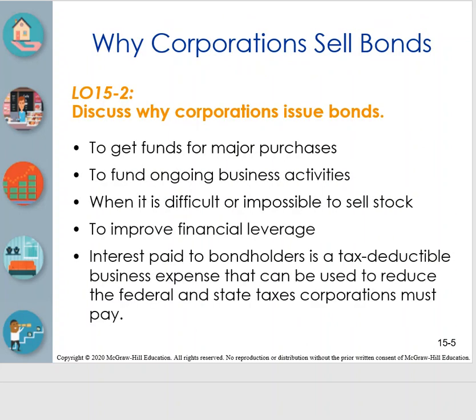So why do corporations sell bonds? They do it for a variety of reasons. To get funds for major purchases, to fund their ongoing day-to-day business activities, when they can't sell stock for whatever reason, to improve what's known as financial leverage, which is having more money around. And a major reason is that the interest paid to the bondholder is a tax deductible business expense. So remember that $50 of interest we talked about? That corporation can write off that interest on their corporate tax return.